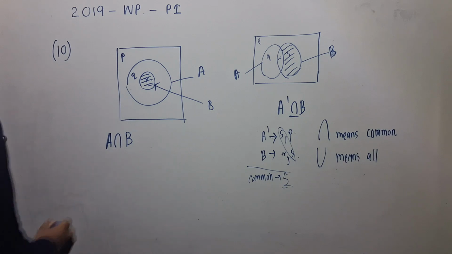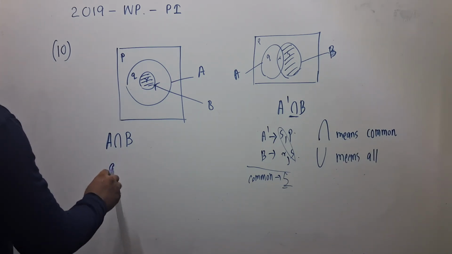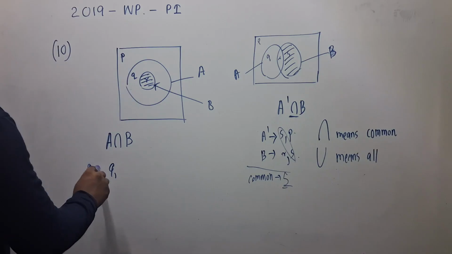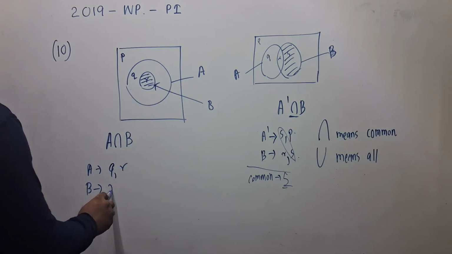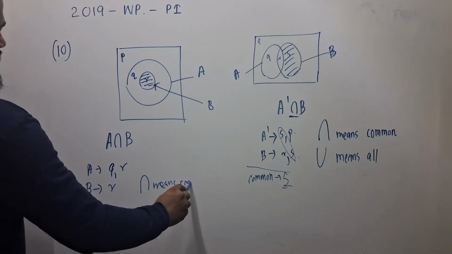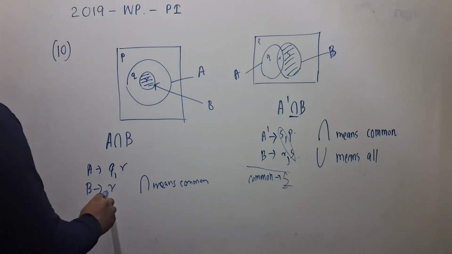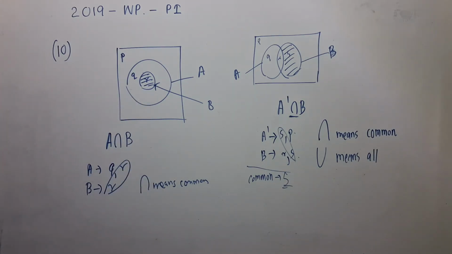And what they have asked is A intersect B. What is A? A is Q and R. B is R. Intersect means common. So what is common? R is common. We have shaded the region R. That's how we do the shading questions.